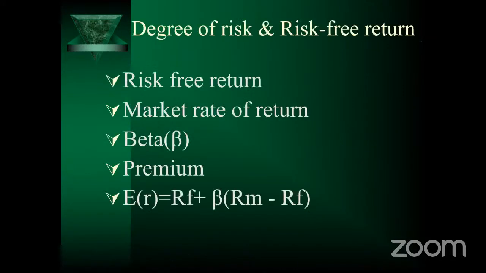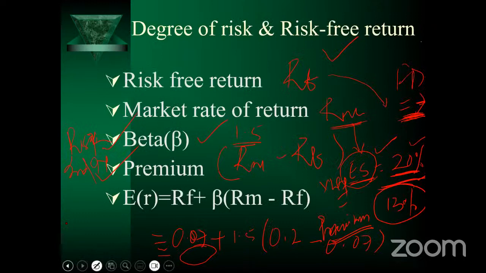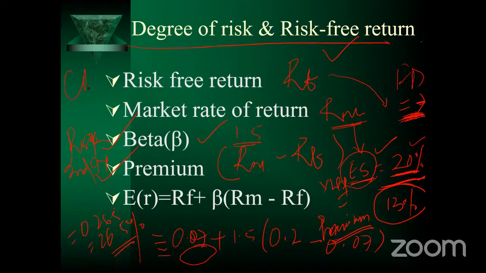If it is 0.265, we can simply write it as 0.265. That means 26.5% is our expected return as per CAPM, the Capital Asset Pricing Model. Okay, is it clear? Did you understand?